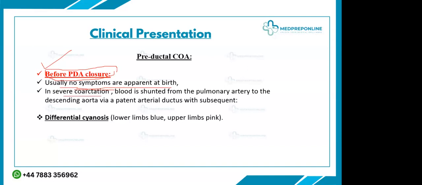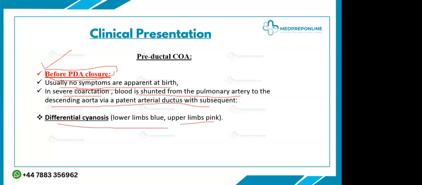In severe coarctation, blood is shunted from the pulmonary artery to the descending aorta via a PDA with subsequent differential cyanosis, that is the lower limbs blue and the upper limbs pink. What is this concept? There is a simple cyanosis in which every limb of the body has cyanosis. Like if you see the preductal upper limb or the postductal lower limb, if there is cyanosis, the saturation will be less than 90%. It may be 85%. It may be 80%.